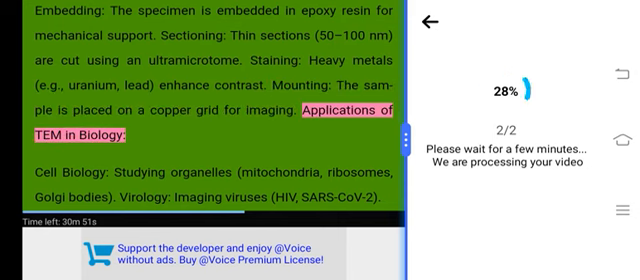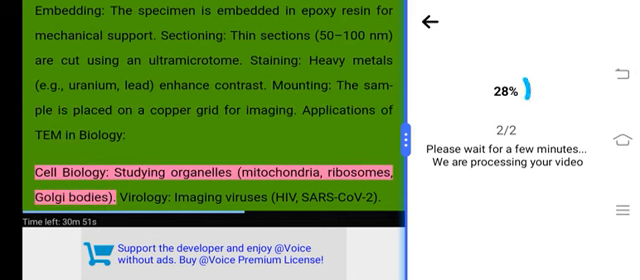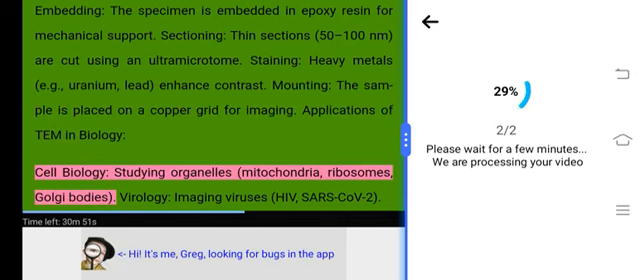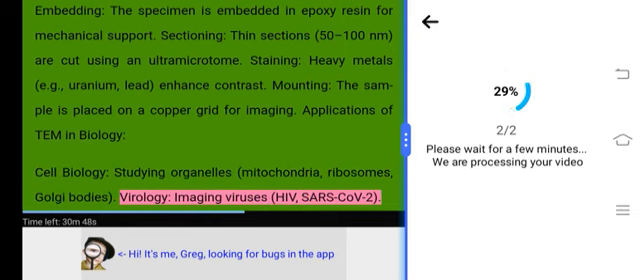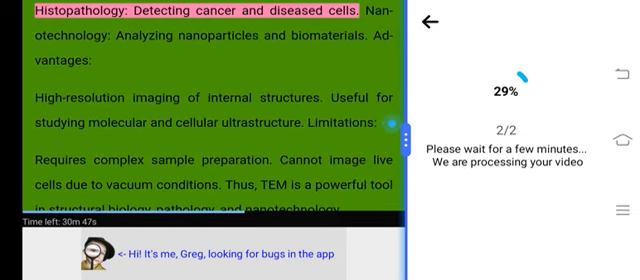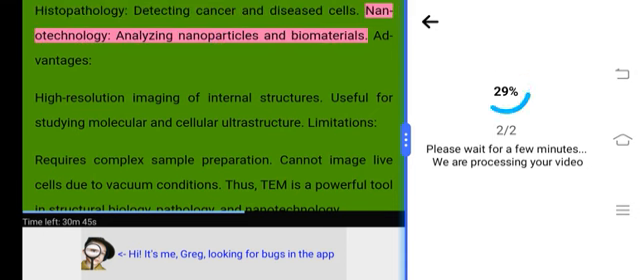Applications of TEM in biology. Cell biology. Studying organelles, mitochondria, ribosomes, Golgi bodies. Virology. Imaging viruses, HIV, SARS-CoV-2. Histopathology. Detecting cancer and disease cells. Nanotechnology. Analyzing nanoparticles and biomaterials.